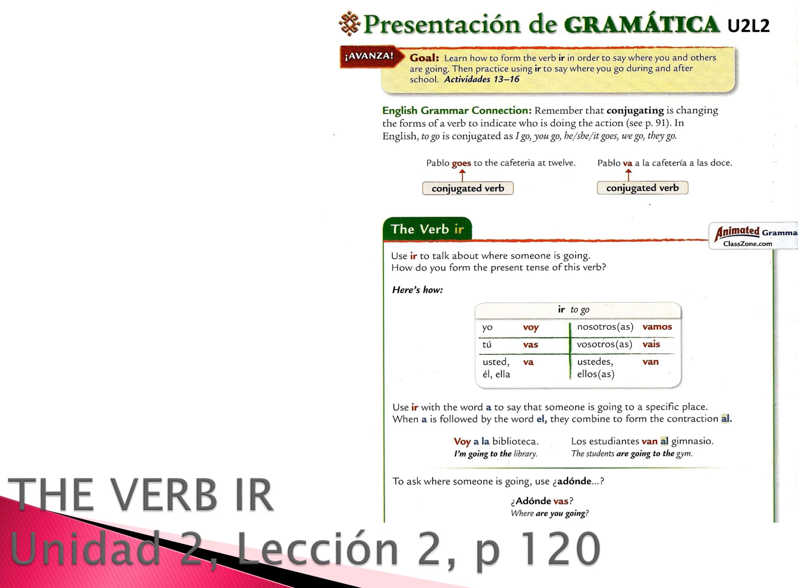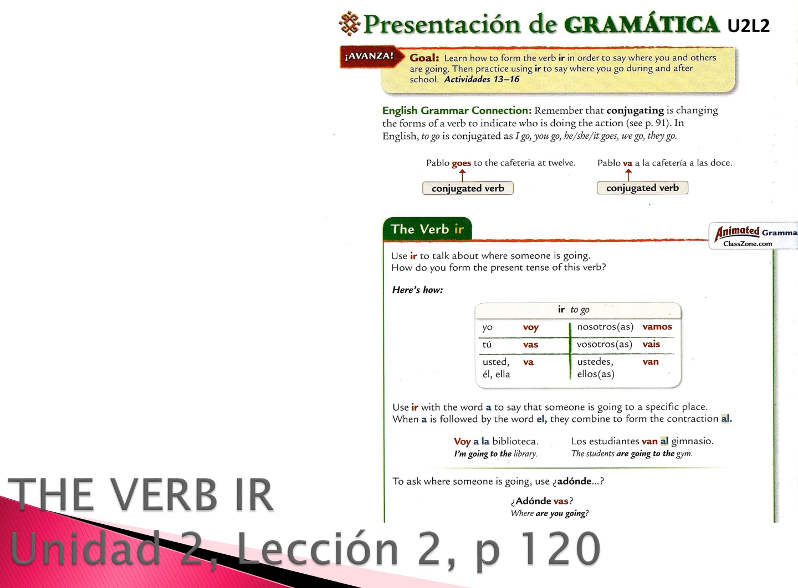English grammar connection. Remember that conjugating is changing the forms of a verb to indicate who is doing the action. Page 91 was where it first talked to you about this. In English, to go is conjugated as I go, you go, he, she, it goes, we go, they go. Pablo goes to the cafeteria at 12. Pablo va a la cafetería a las 12.